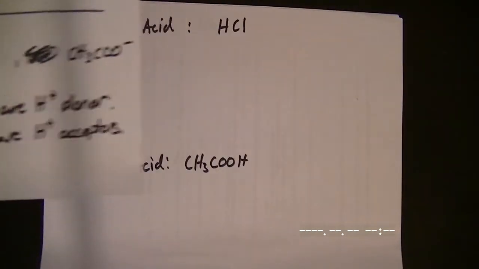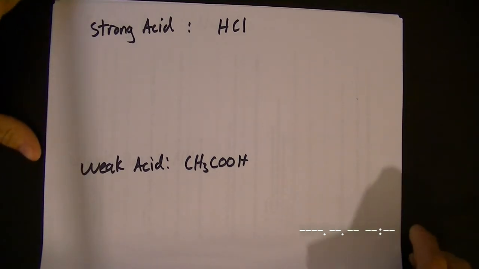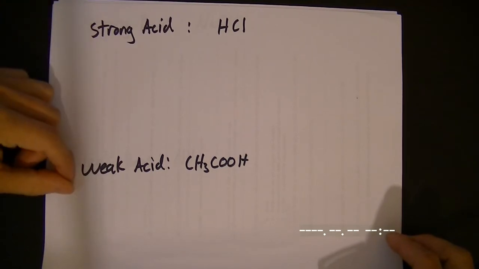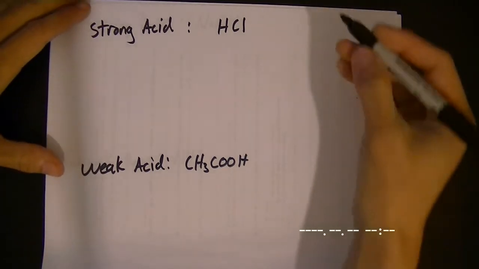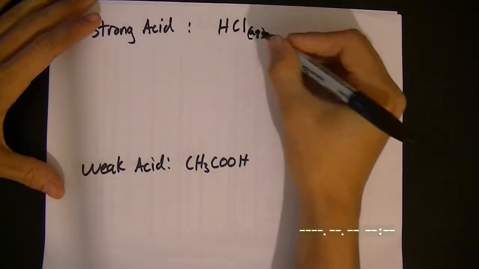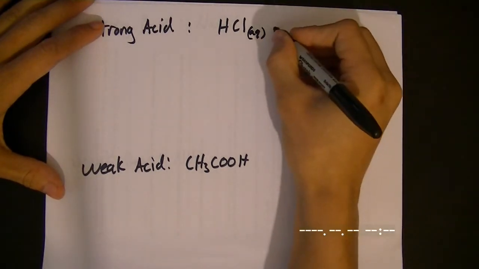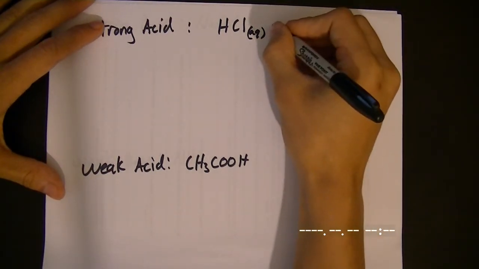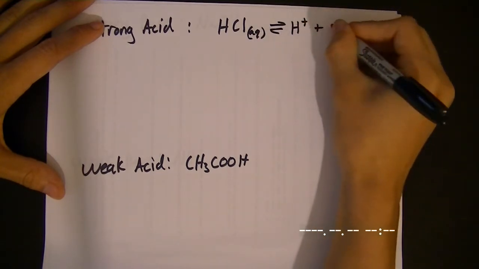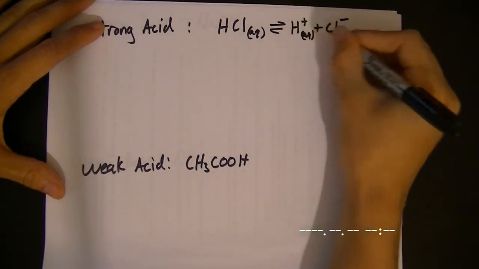Let's look at the acids first, because they tend to be simpler than the bases. Here we have the strong acid, hydrochloric acid, and the weak acid, acetic acid. Hydrochloric acid, well, if you were to put this in aqueous solution, what you would find is that it will donate a hydrogen, and a chlorine ion.